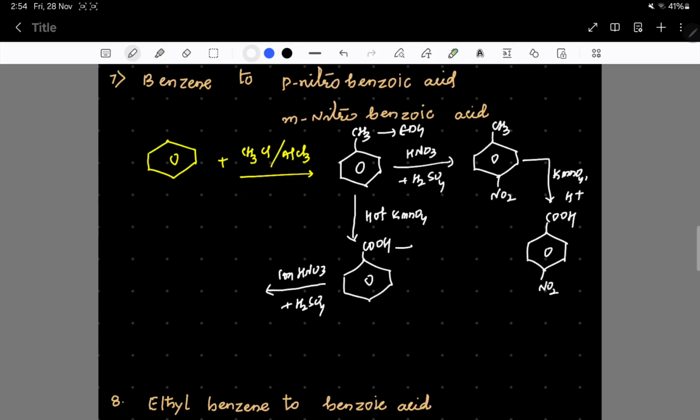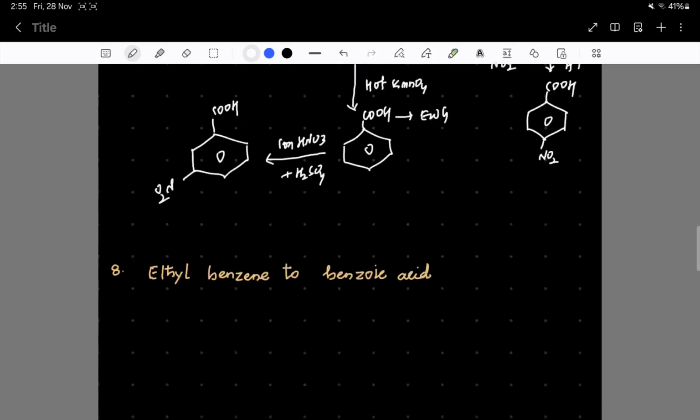Now, COOH is an electron withdrawing group, student. COOH is a very good electron withdrawing group, so you will get the product. This product will be COOH, and meta substitution takes place. So you will get meta-nitrobenzoic acid, right? You can get para-nitrobenzoic acid as well as meta-nitrobenzoic acid by following this process, right?